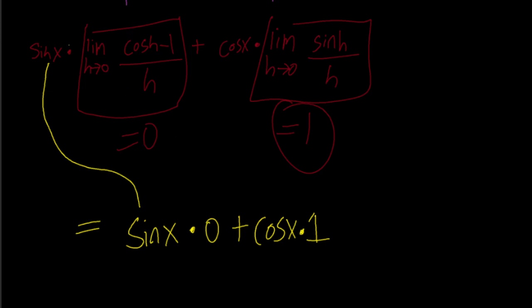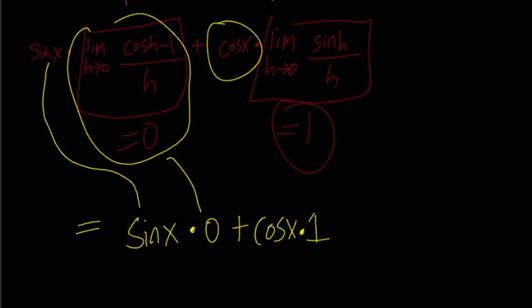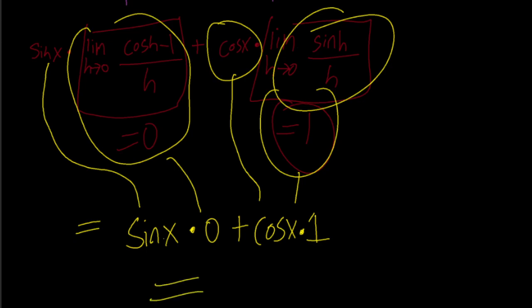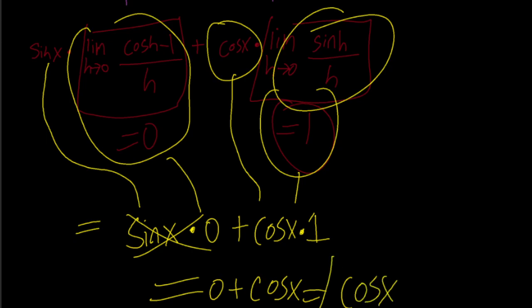So we see that the sine of x multiplied by 0 is 0, because this is equal to 0. And we have the cosine of x multiplied by 1, because this is equal to 1. And sine x multiplied by 0, anything multiplied by 0 is what we call a mathematical suicide. So this no longer exists. So it's 0 plus the cosine of x multiplied by 1. And anything multiplied by 1 is itself. So cosine of x. And when we add 0 plus anything, it's anything. So this is equal to cosine of x.